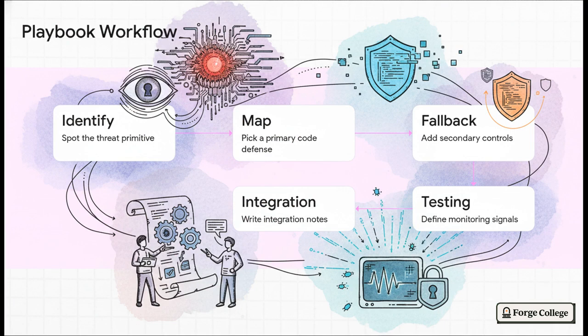First, spot the threat primitive. That's just a fancy way of saying find the basic loophole an attacker needs. Then, pick a primary code defense. Next, add a fallback control to catch any failures. After that, define your testing and monitoring signals. And finally, write clear integration notes so everyone knows who owns what. Honestly, this is your recipe for survival.